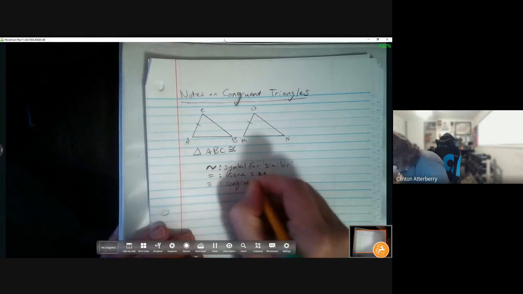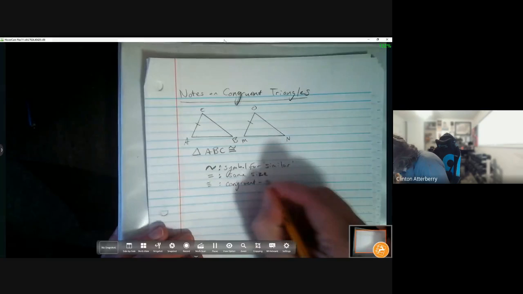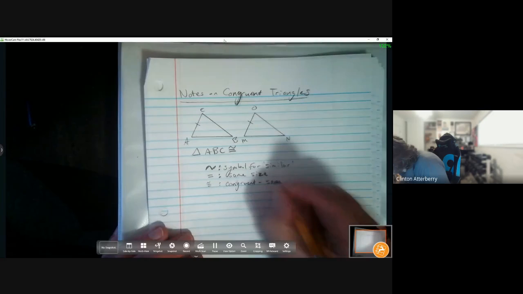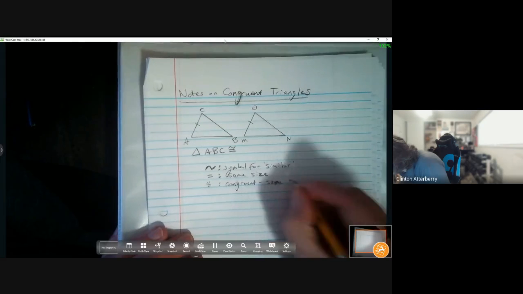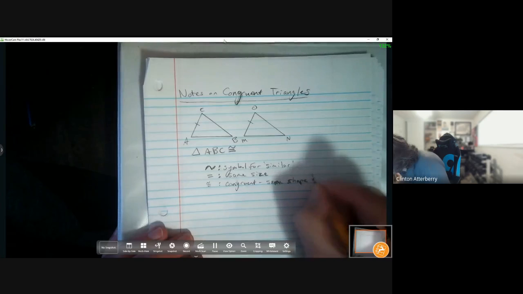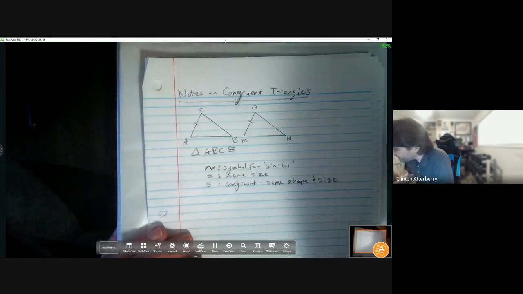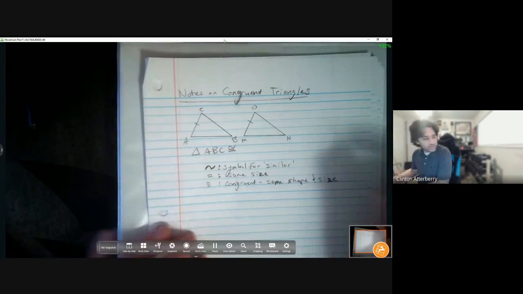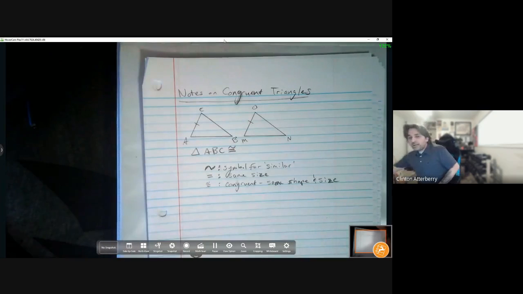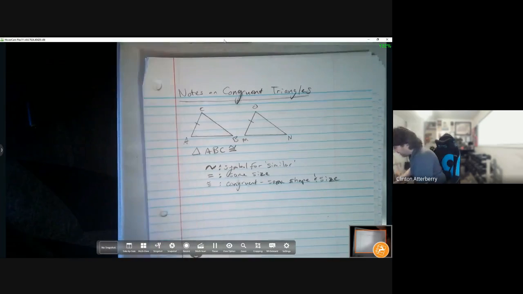Congruent means same shape and size. And my writing is atrocious this morning. So the same shape and same size.